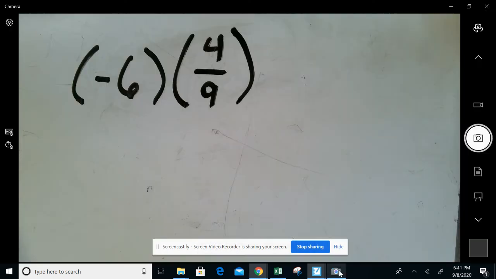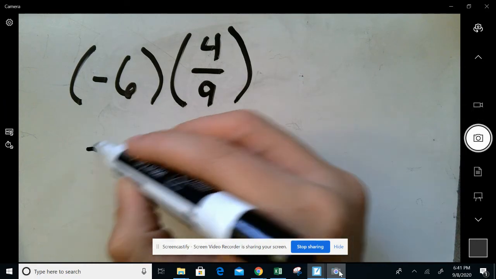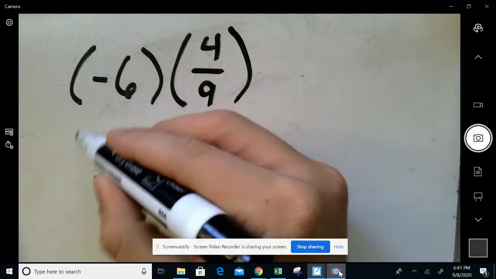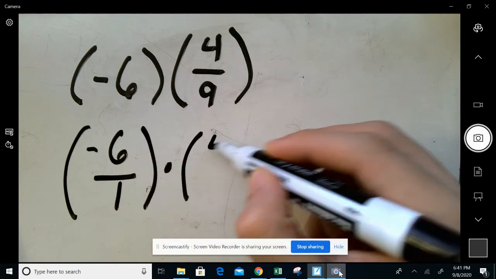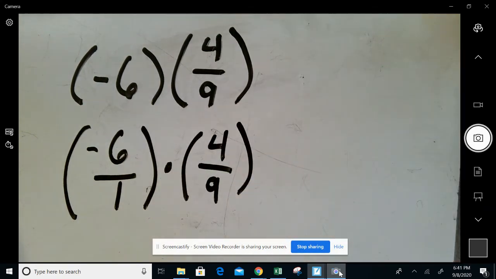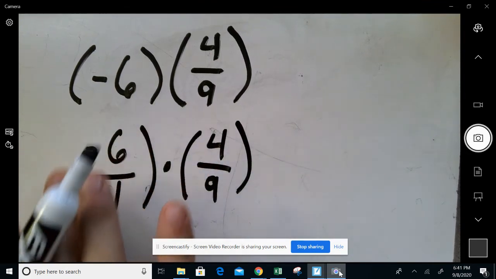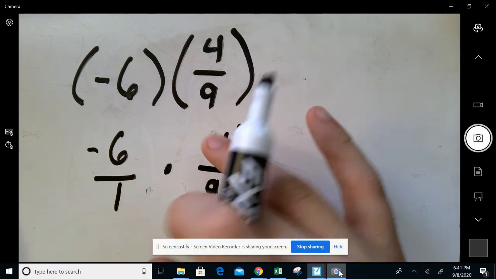All right. So first off, let's make sure they're both fractions. So you write negative 6 over 1 times 4 over 9. Once the original expression has both terms as fractions, you're just multiplying straight across. Or if they were already both fractions, we would just multiply straight across. I'm going to get rid of these parentheses.